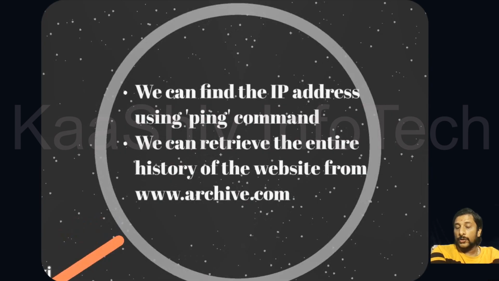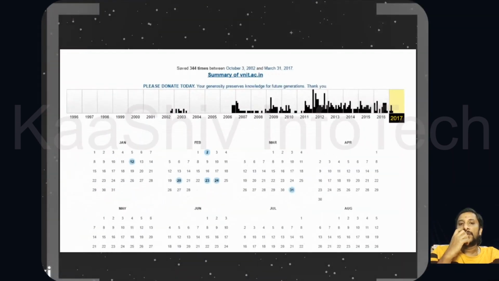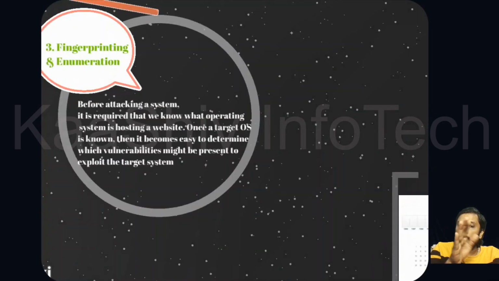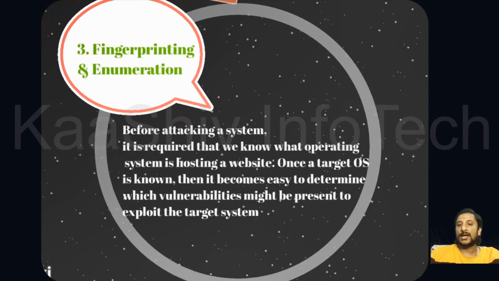You may ask me a question: do we have any other ways hackers use to find the IP address? Sir, I got the website name. I want to find the IP address of the website. Just go to the command prompt and ping the website name. It will automatically give the IP address details of the website. And here is another one called archive.com, to grab the previous version of your website. This is how the footprinting will be done.